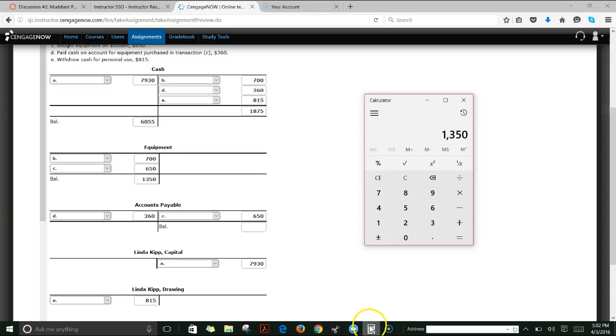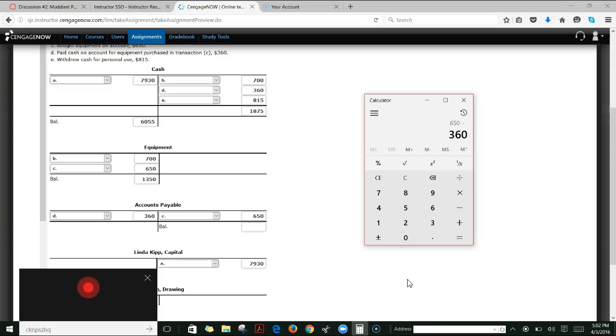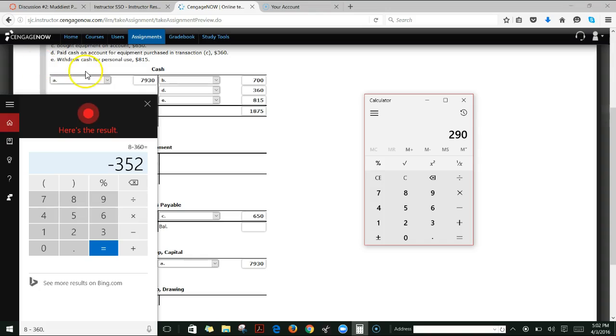Okay, then the next one for accounts payable, as I mentioned, we purchased 650 on account, and then we went back and paid 360 of that. So 650 minus the 360 equals, clear it out again, 650 minus 360 equals 290.